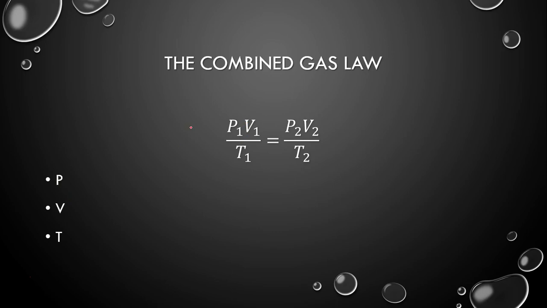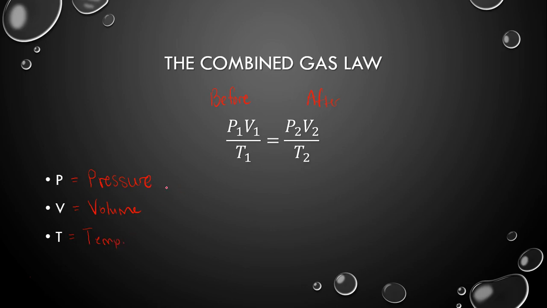The P that's in this equation stands for pressure. What you're going to have is one pressure and then a second pressure. I usually think of this as a before and after, and that's how we're going to break it down in the problems. The V stands for volume, and T stands for temperature.